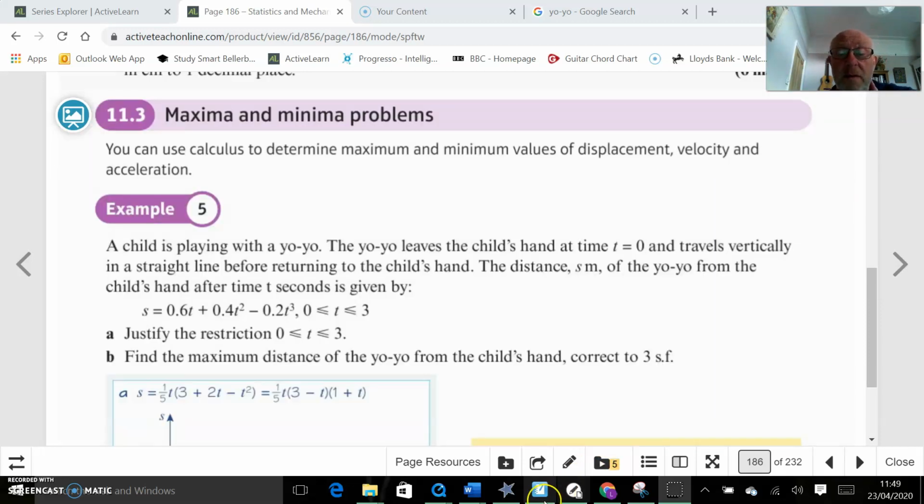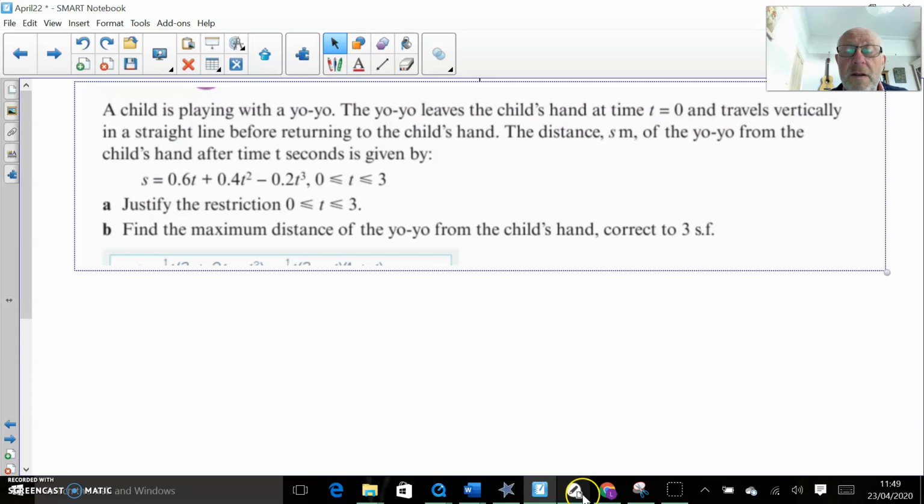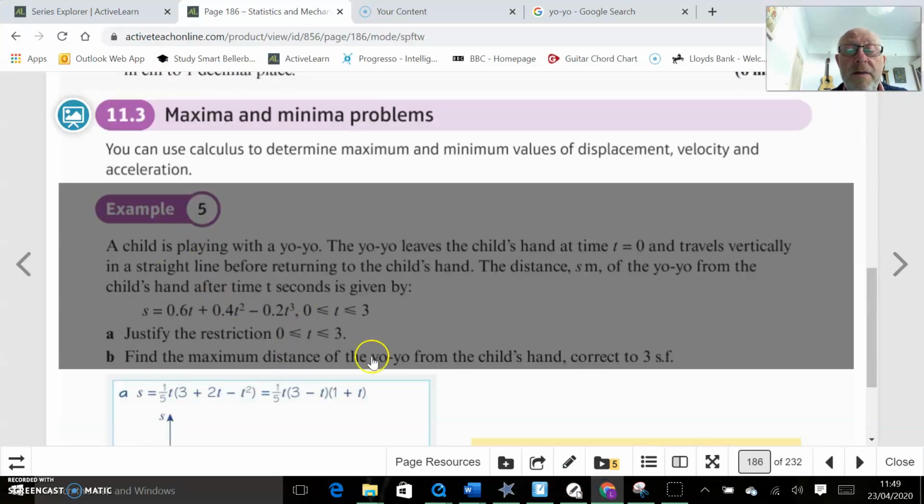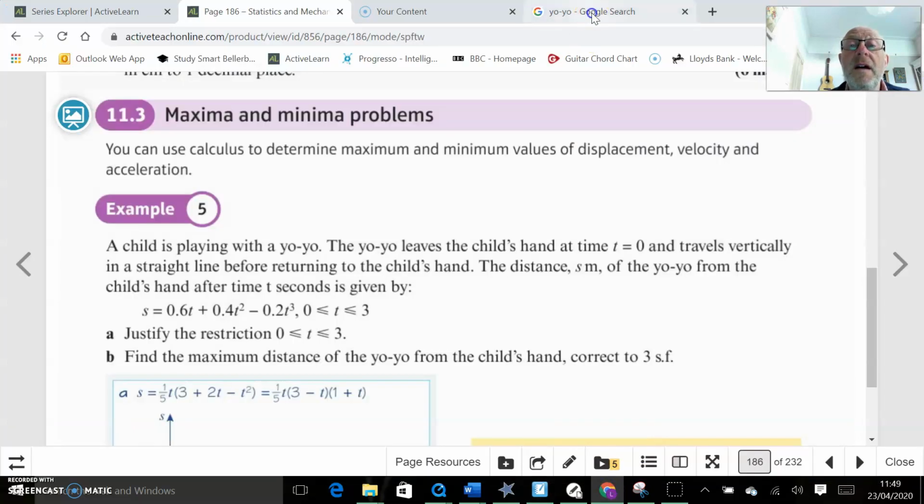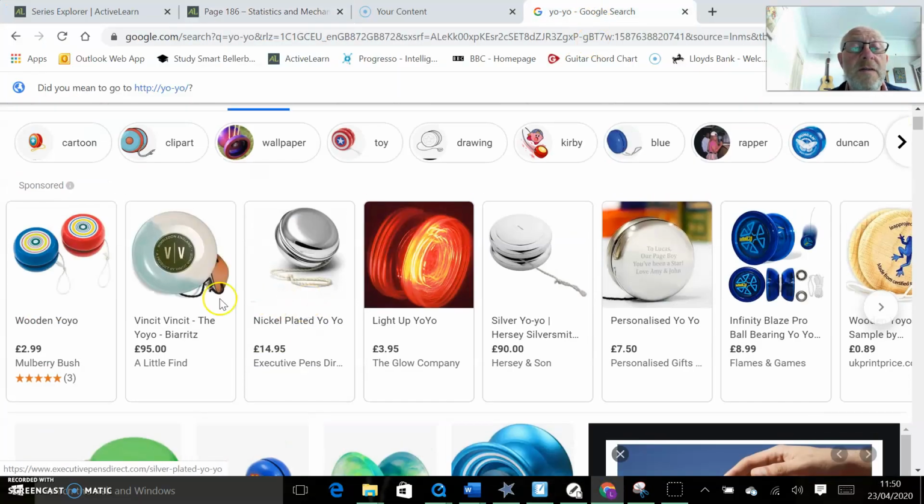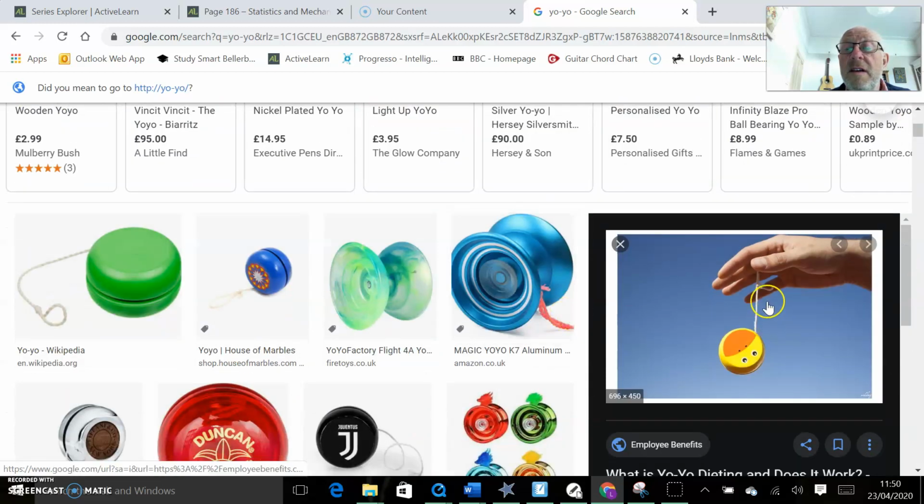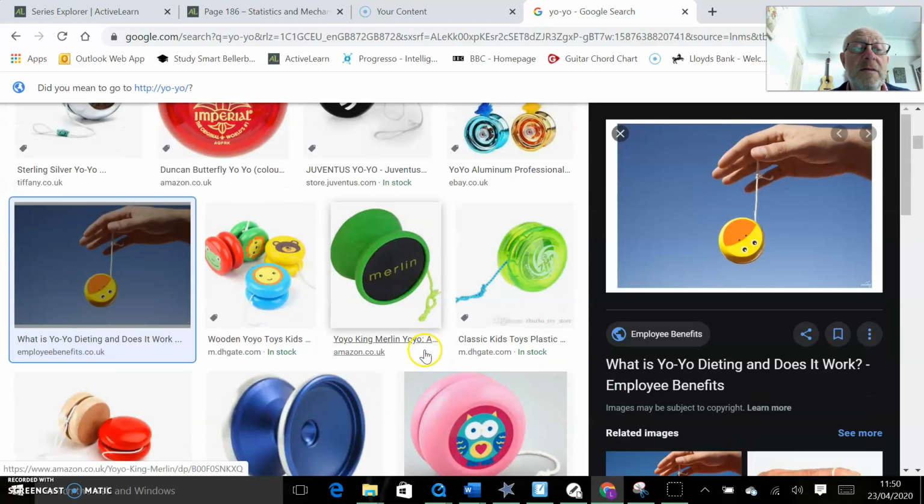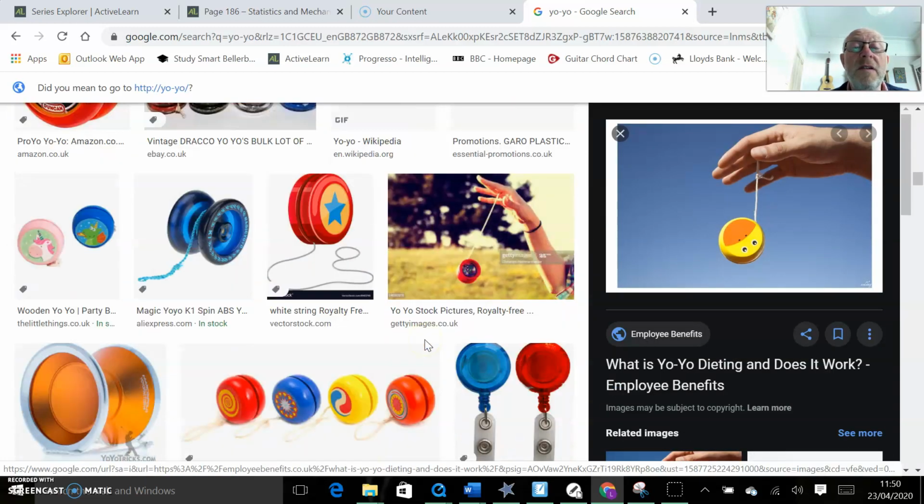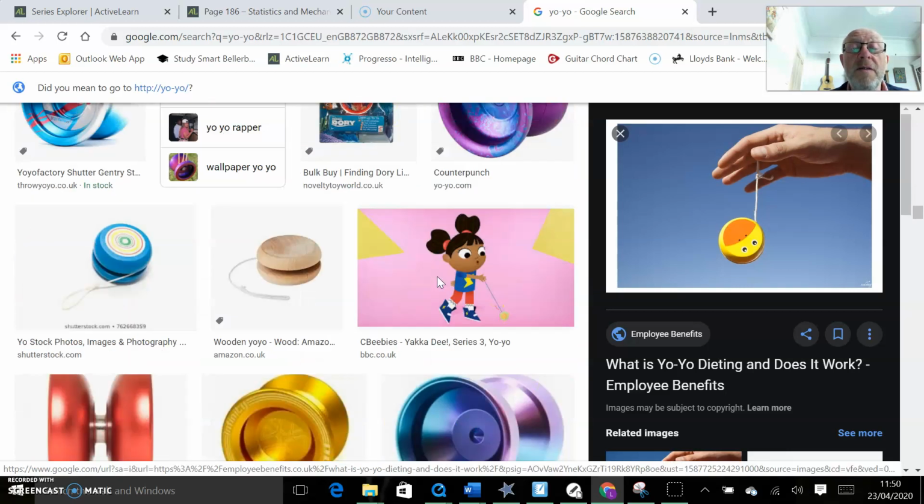Okay, so we go to here. We're going to look at example 5. The child is playing with a yo-yo. Now, if you don't know what a yo-yo is, here are some pictures of yo-yos. It's a child's toy. You have a circular disc with a string wrapped around it, and you hold the string and the yo-yo descends and it goes up and down the string. I'm sure you all know what one of those is, a child's toy like that.